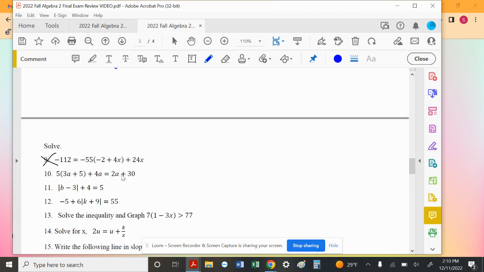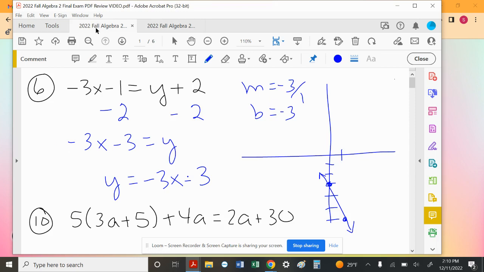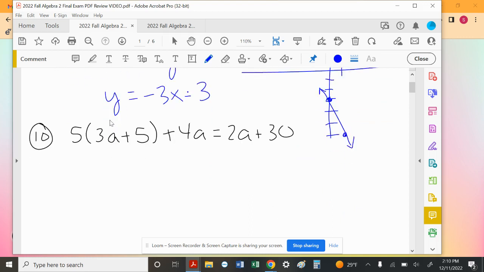Okay, number 9 we're skipping. We're going to jump over to number 10. And number 10, notice we are just solving for a. So we want to figure out what a is here. So we're going to go ahead and do that. So let's go ahead and solve for a. So I have, in this case, 15a, because I'm going to distribute first, plus 25 plus 4a equals 2a plus 30. So my first step was just to distribute.